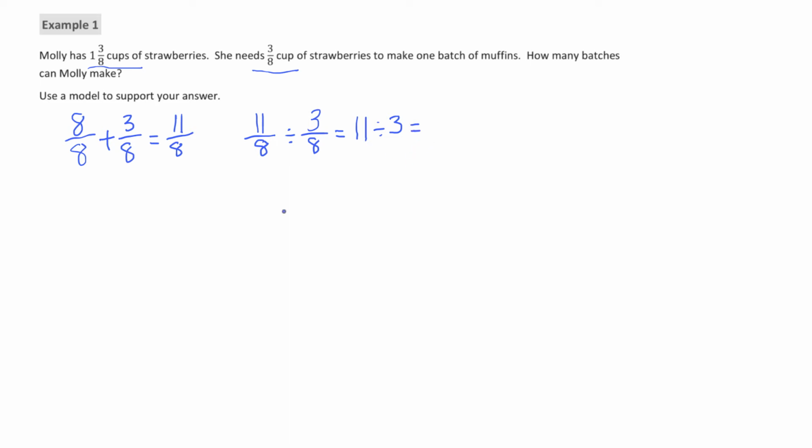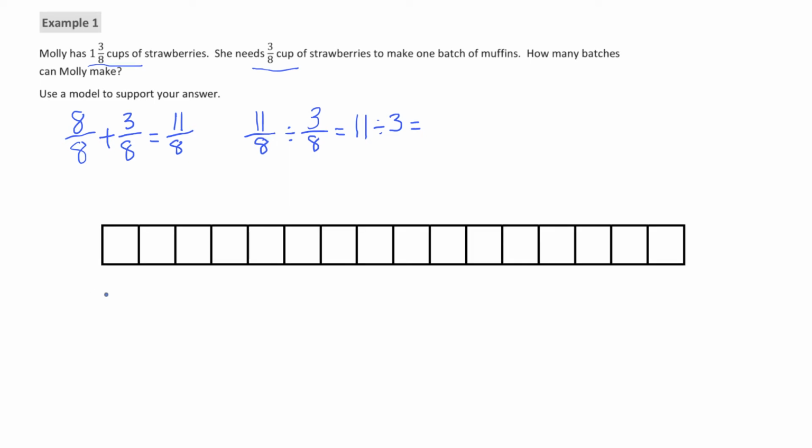So it wants us to use a model to support our answer. I have put in a tape diagram here. It's got 16 units in it. And I chose 16 because I have more than 1 cup of strawberries, so more than 8/8, and less than 2 cups of strawberries, which would be 16/8. So I just made 16 boxes to illustrate the point.